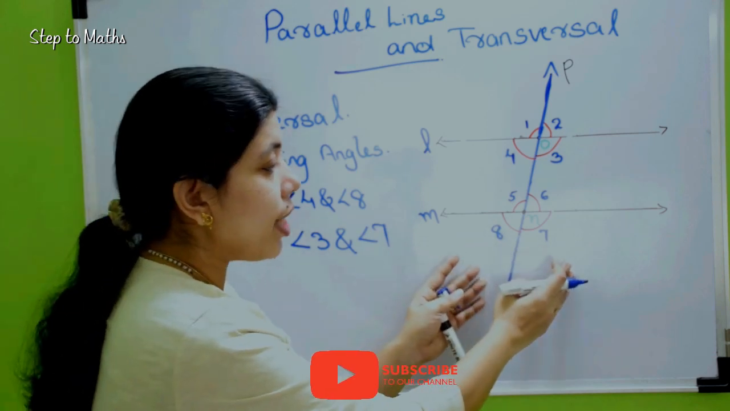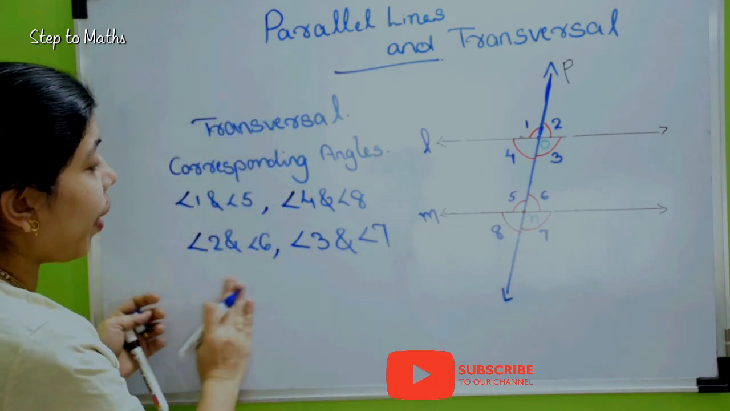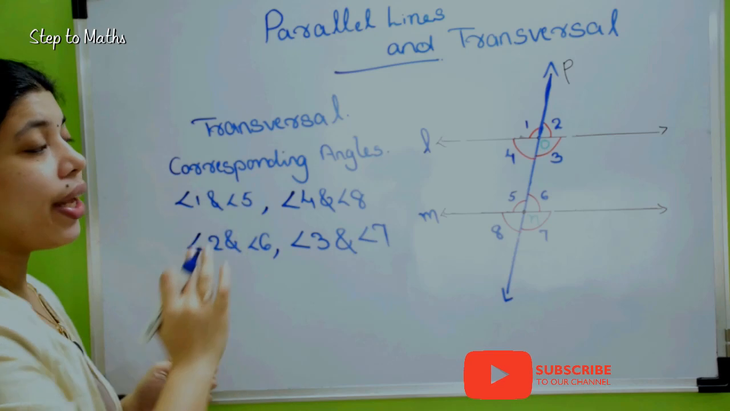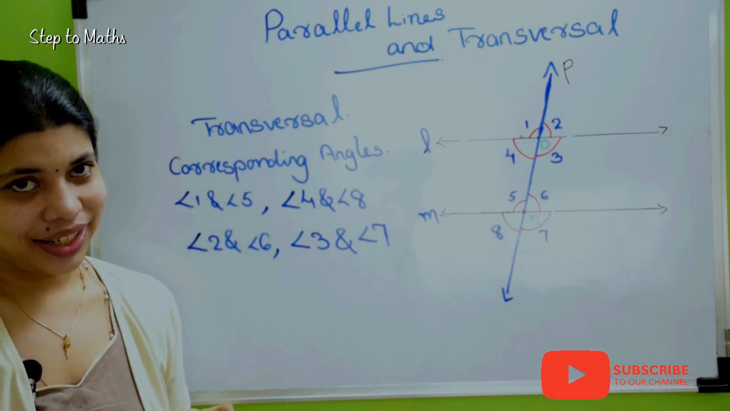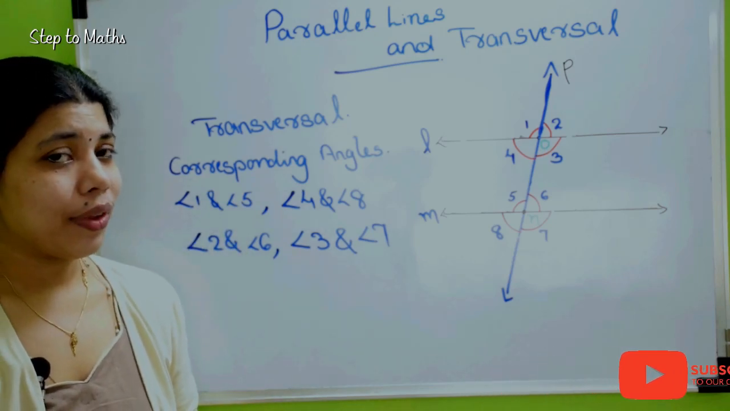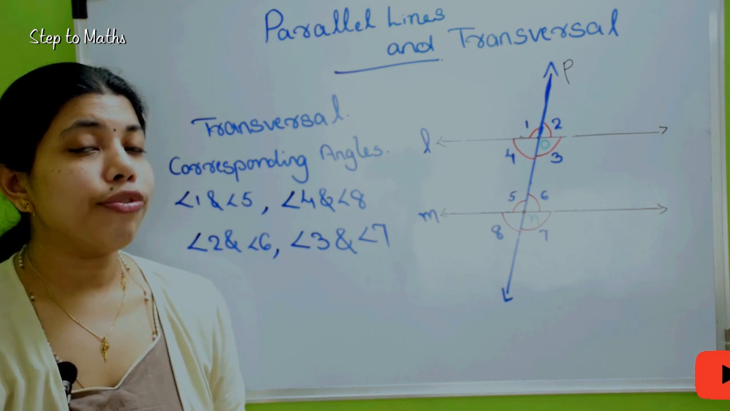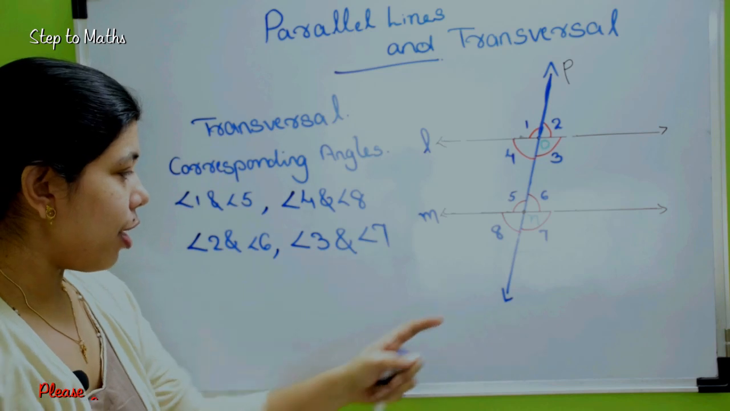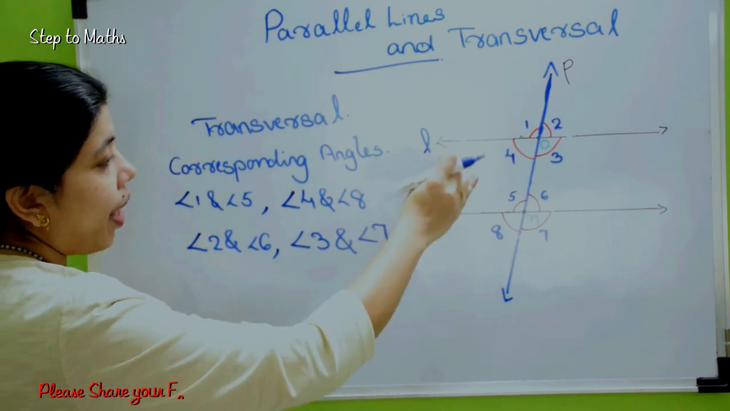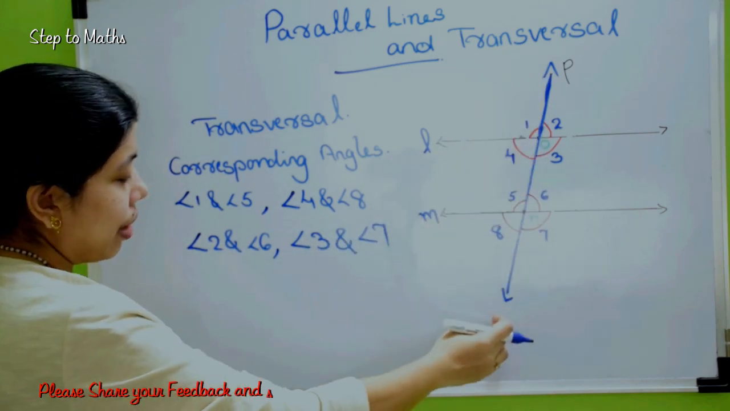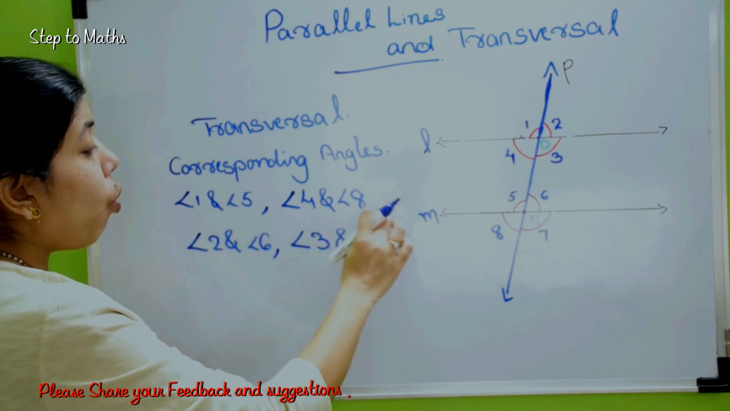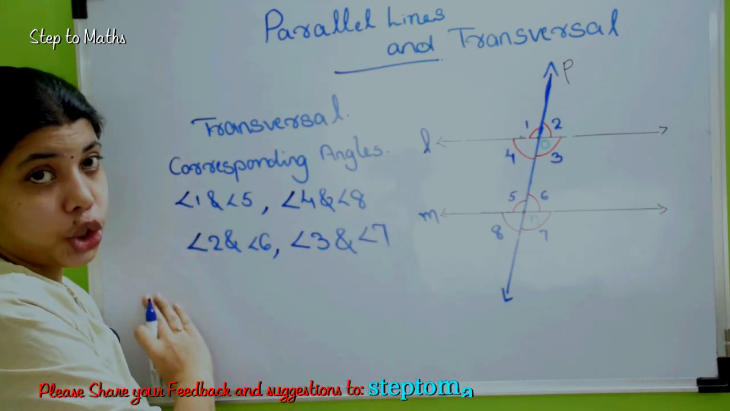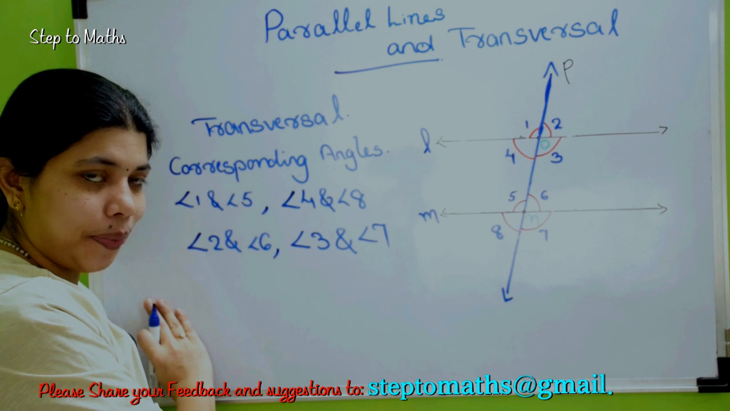So out of 8 angles, 4 pairs are corresponding angles. Is it clear? How can we identify the corresponding angles when there are two parallel lines and a transversal? If two parallel lines and a transversal are there, there are 4 pairs of corresponding angles.